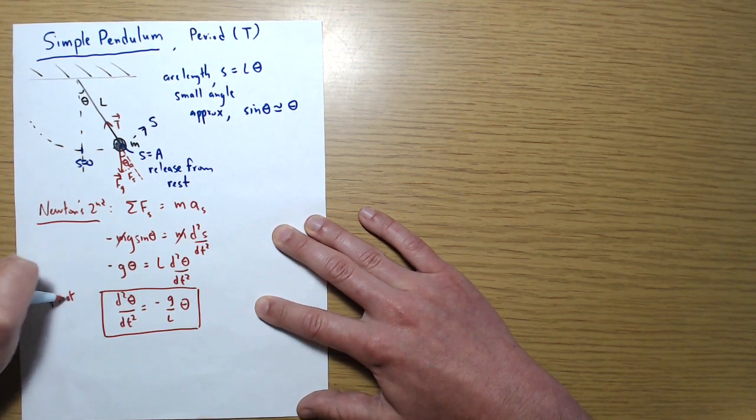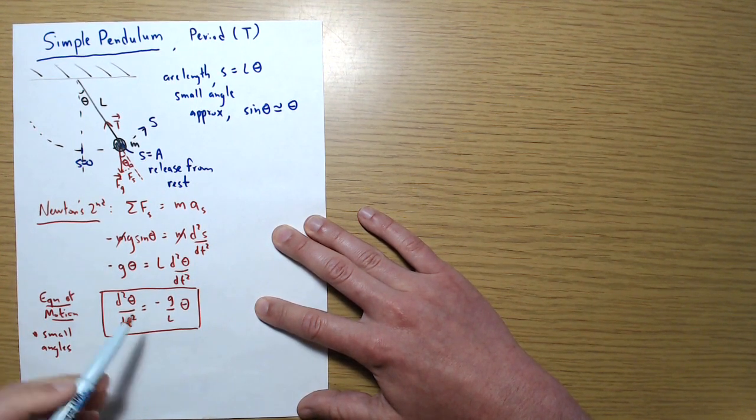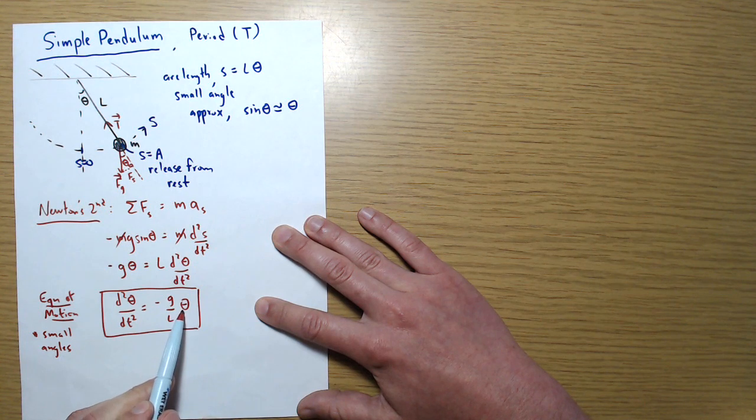I call this the equation of motion for the simple pendulum. Now, a couple of things are important about this equation. First of all, it only works for small angles. If the angles are too large, it doesn't work. The equation actually breaks down, right? Because I have to put in a sine theta here instead of a theta.